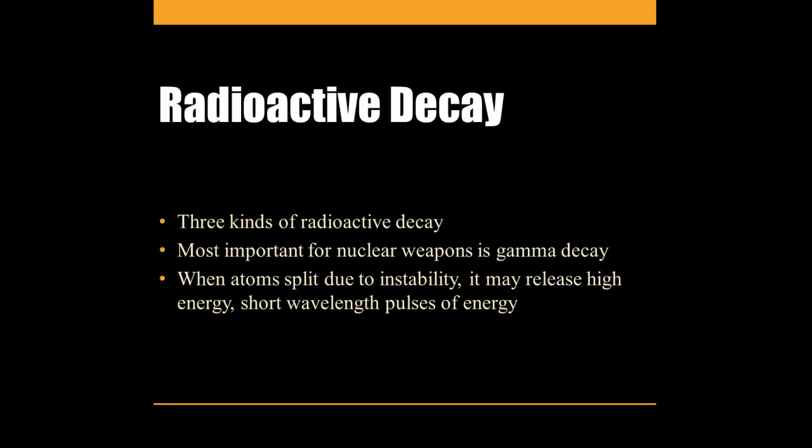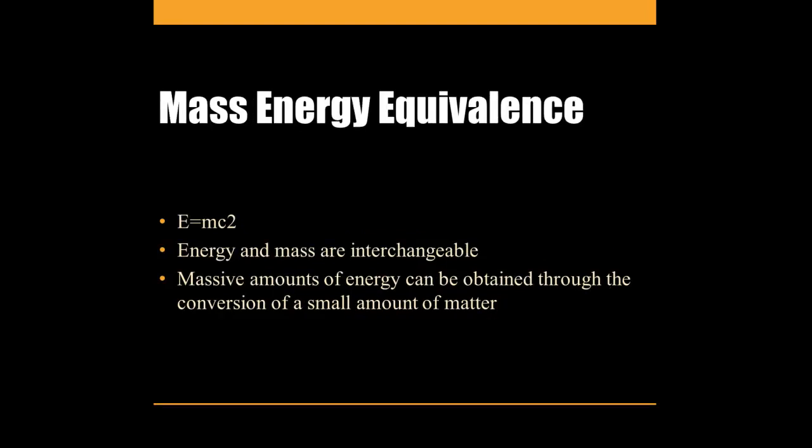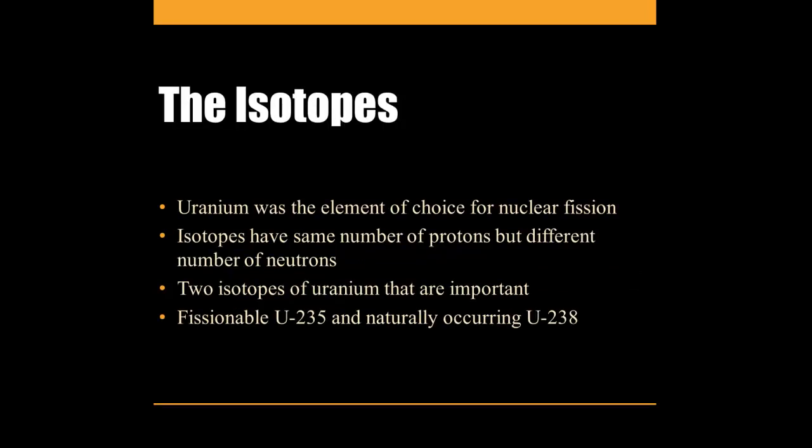It occurs because the nucleus is at a high energy state, causing the nucleus to fall down to a lower energy state. When this happens, the atom emits a high energy photon called a gamma particle. According to Einstein's famous mass-energy equivalence equation, E equals mc squared, energy and mass are interchangeable. Therefore, a small amount of fissionable material can produce massive amounts of energy. In the case of the nuclear bomb, uranium is the element used for the process.